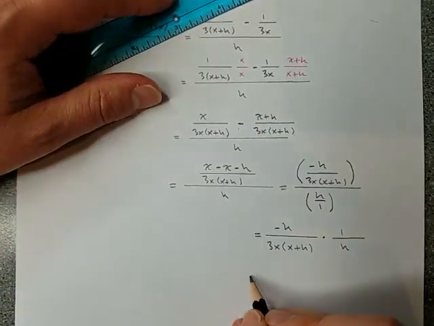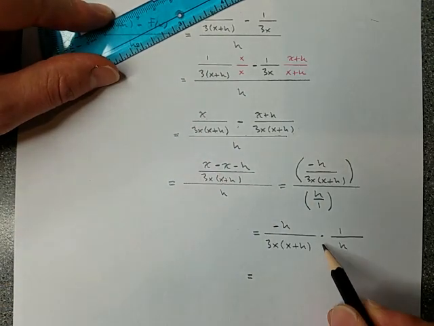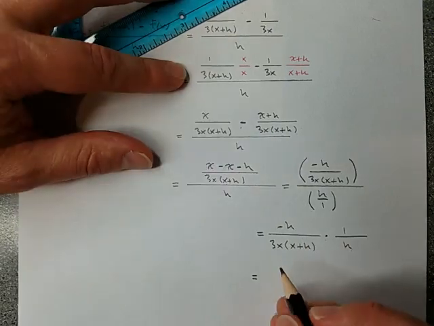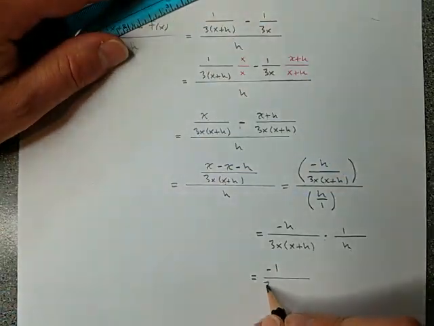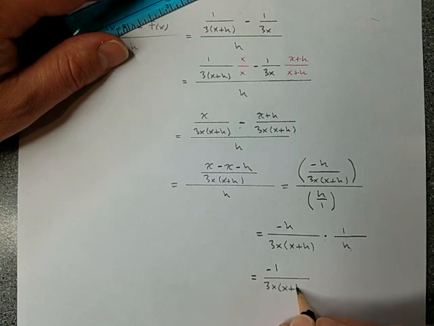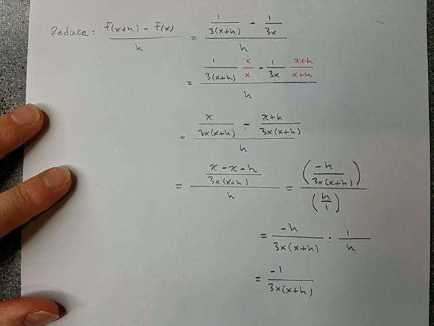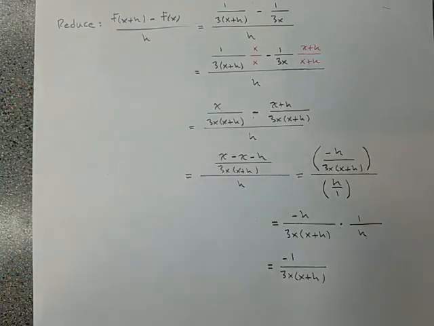All right, so we'll get what? After some canceling, that's multiplication there. So I got an h on the bottom and h on the top. I'll get negative 1 and then 3x, x plus h. Okay, now I cannot do anything else to this. I've done everything I can. It's reduced, all right? Okay, so it is done.